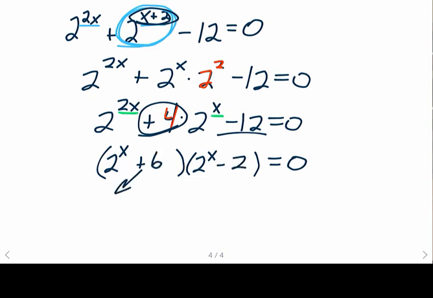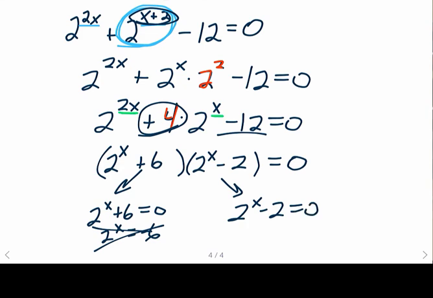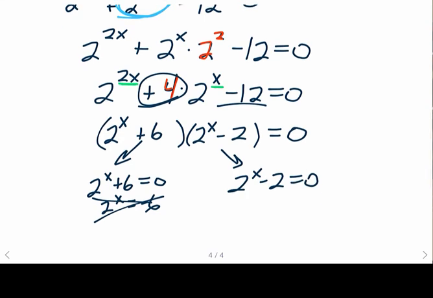The first factor gives me that 2 to the x plus 6 is equal to 0. So 2 to the x is equal to negative 6, and I say no, it's not, because an exponential with a positive base won't give me a negative result. The other factor gives me that 2 to the x minus 2 is equal to 0, and that's perfectly possible. In fact, that gives me that 2 to the x is equal to 2. Since 2 could be rewritten as 2 to the first power, this one gives me that x is equal to 1.